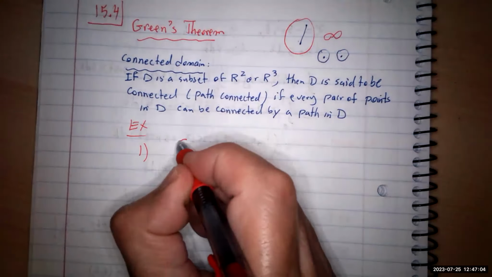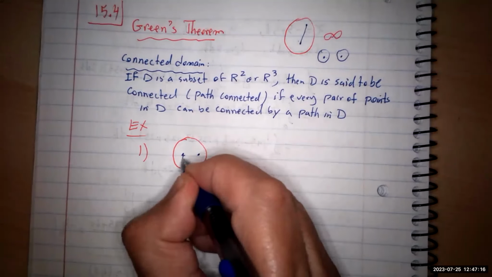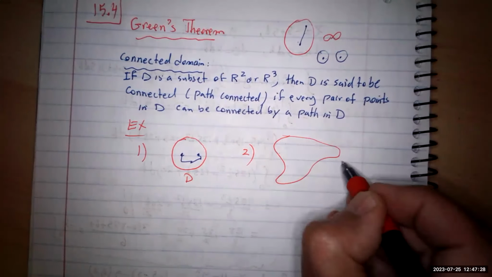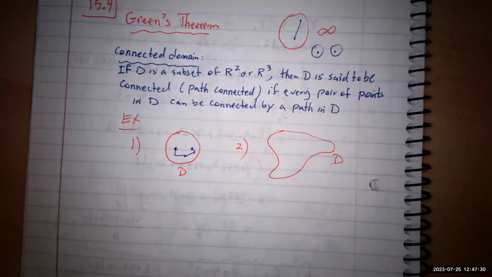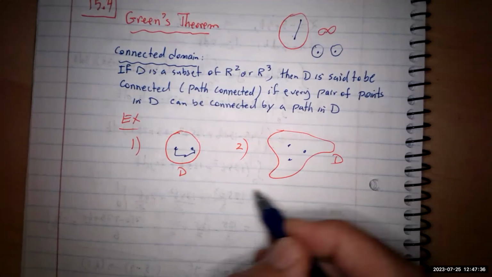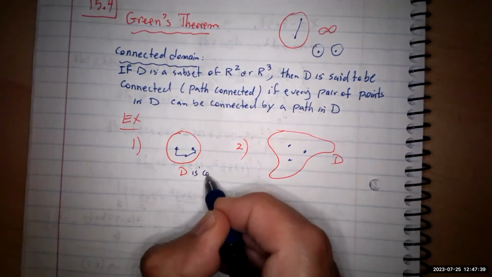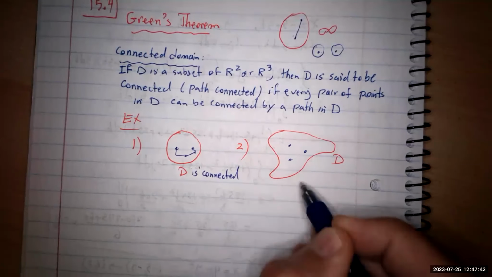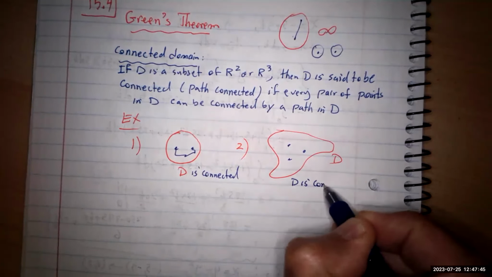The first one, as we talk about, the circle. This is a circle, for example. If this is going to be your domain, it's path connected. If you pick any two points, you can go from one point to the other one. And the other one is if you get this domain, this is also a path connected one. It's path connected because if you pick any two points, you can go from one to the other. So these are going to be connected. And this is also connected.